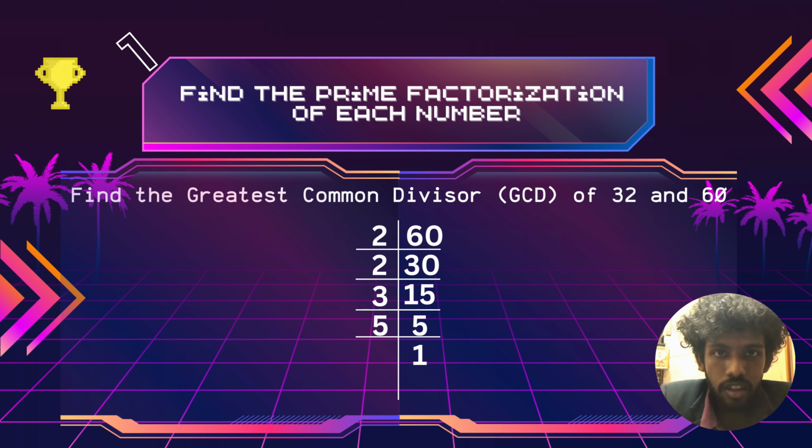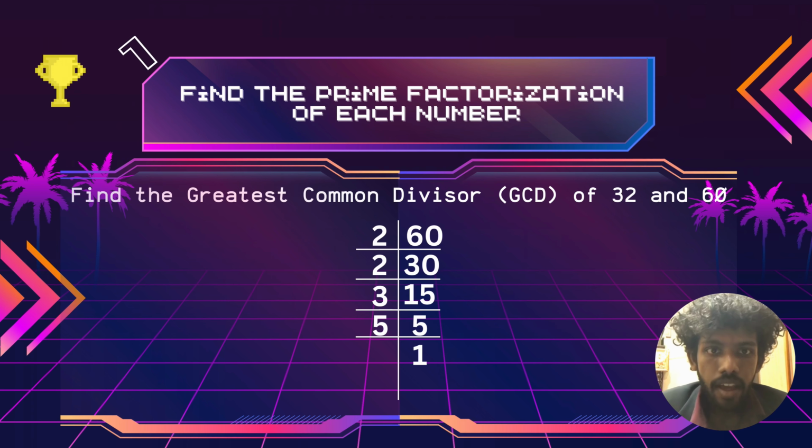So we're going to start with number 2 again, where 60 divided by 2 will be 30, and we're going to continue the question with the same technique, where 30 divided by 2 will be 15, 15 divided by 3 will be 5, and 5 divided by 5 will be 1.